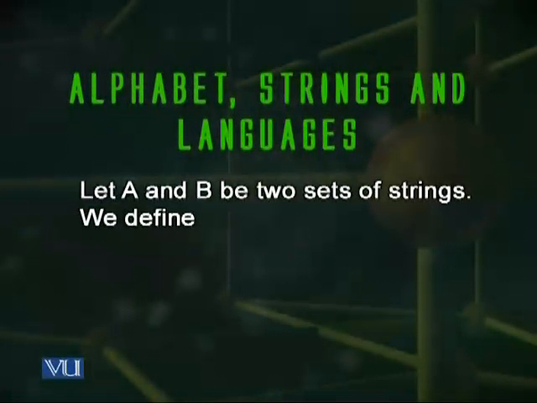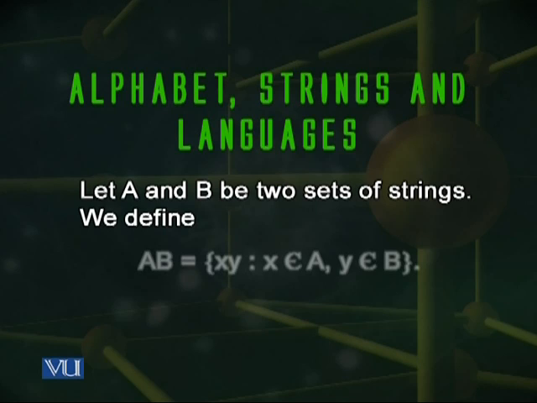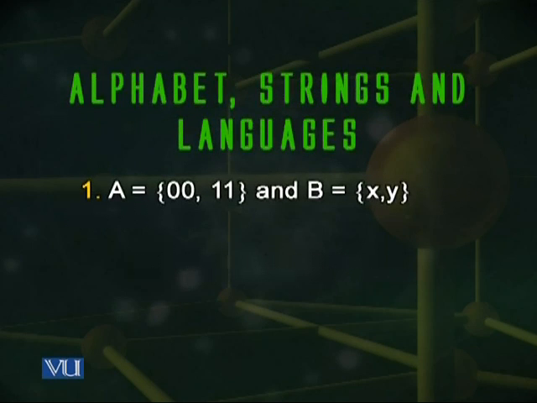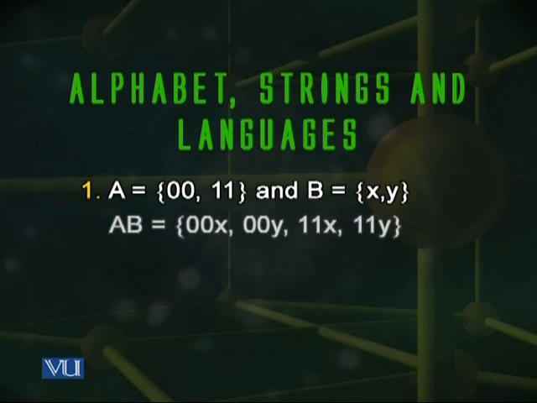Let us go further. Suppose we have two sets of strings. So now, instead of a single string, I have a set A which can have one or more strings in it. And suppose I have another set B of strings. We define AB to be the concatenation of all strings such that the first string comes from A and the second string comes from B. For example, if A consists of 00 and 11, and B consists of X and Y, then AB will consist of 00X, 00Y, 11X, and 11Y.